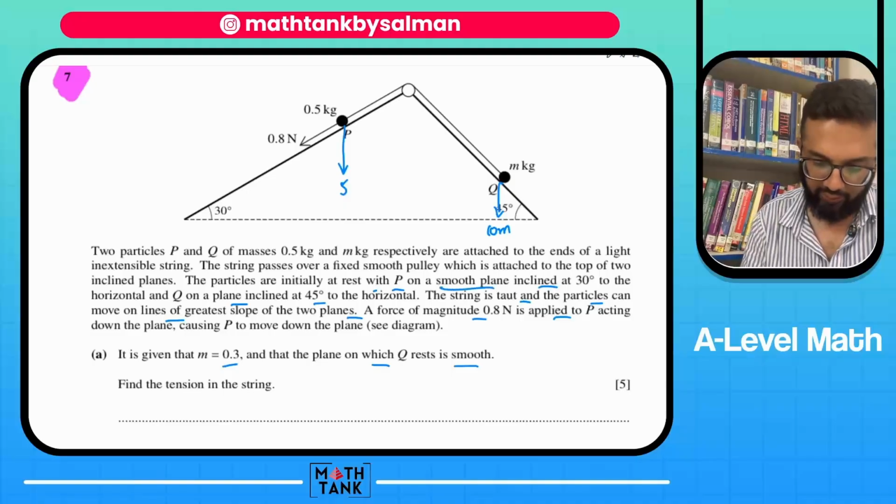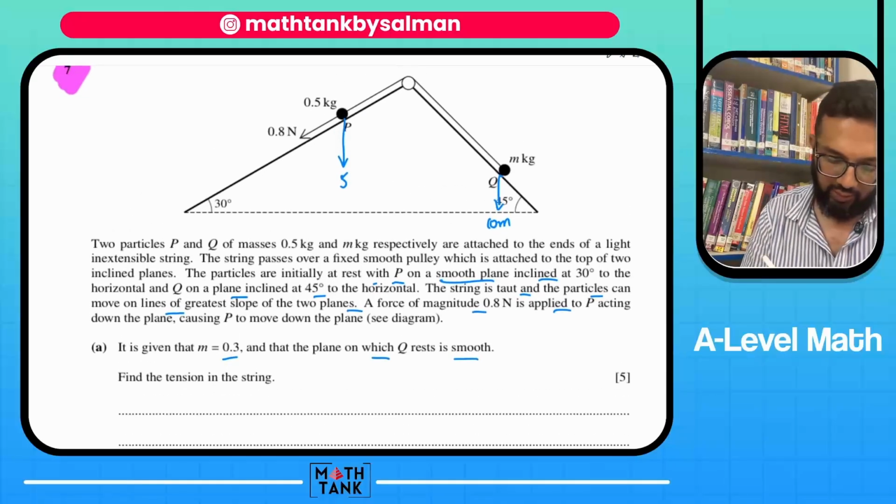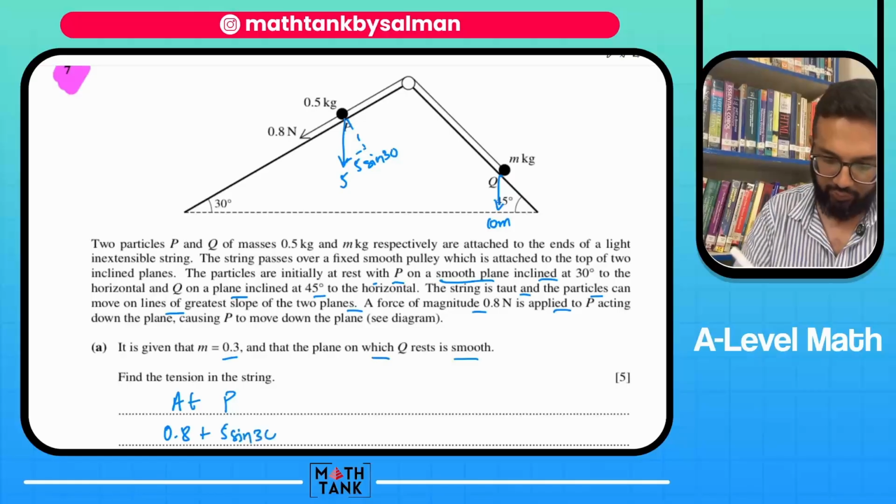दोनों स्मूथ प्लेन पे है ना फिलहाल, तो आई थिंक दैट्स इजी. तो एट पी क्या हो रहा है हमारे पास, एट पी जो है वो एक वेट उसको नीचे लेकर आ रहा है, सही है, एंड दैट इज 5 sin 30 in this case. So at P the driving force is 0.8 plus 5 sin 30. उसको रेजिस्ट क्या कर रहा है, उसको टेंशन रेजिस्ट कर रही है, सो -T equals 0.5a.